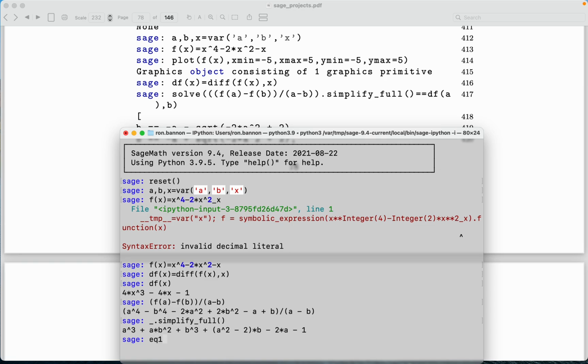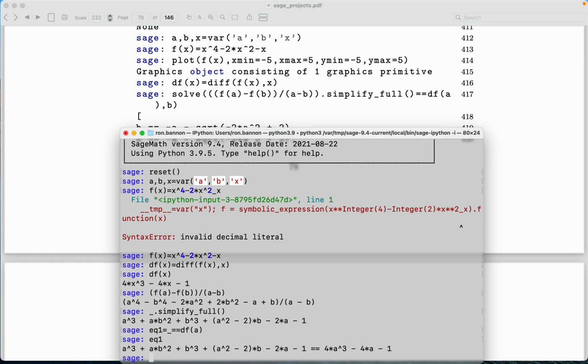I'm going to say equation 1 is going to be equal to the prior output, and that is now going to equal the df of A. All right, let me hit return. Now I could display equation 1, EQ1, and that's what EQ1 looks like.